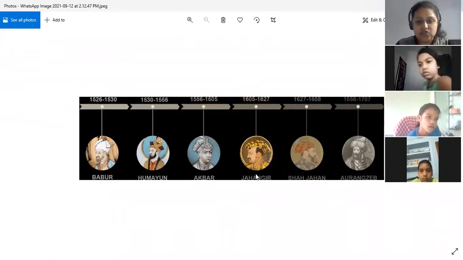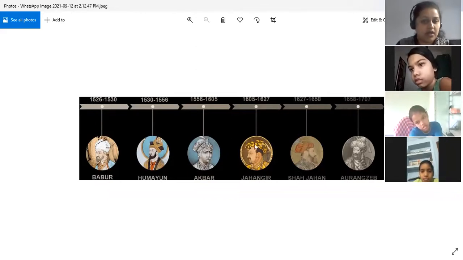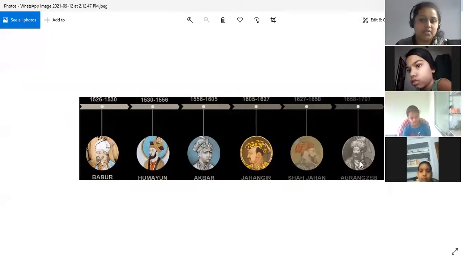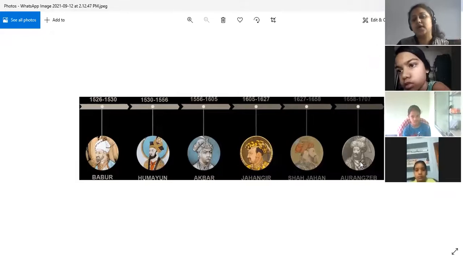The next one is Jahangir, the son of King Akbar. Akbar's son is Jahangir. After Jahangir, Shahjahan became the emperor, the fifth emperor of this Mughal dynasty. And this is Aurangzeb, the sixth and the last emperor of this Mughal dynasty. So it's a family tree of these Mughal emperors.